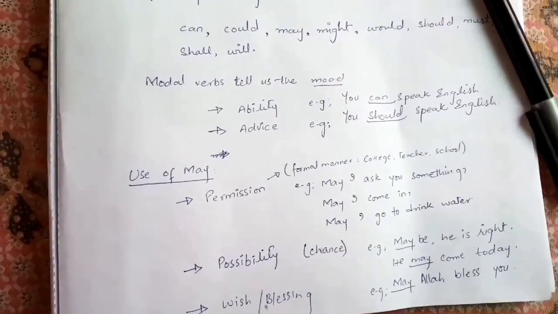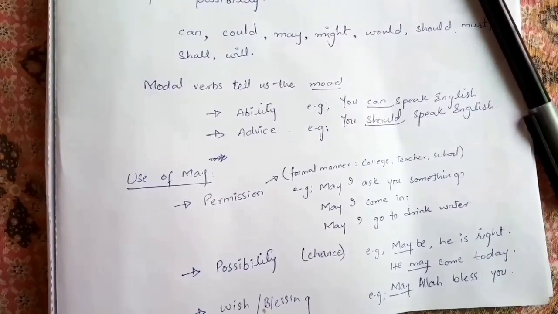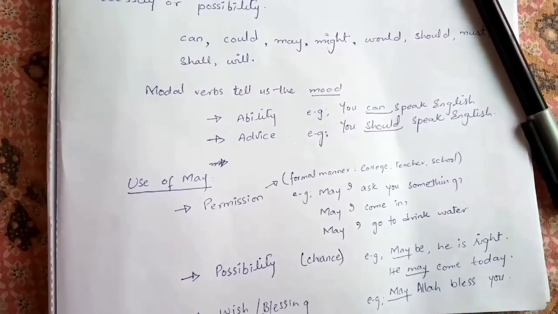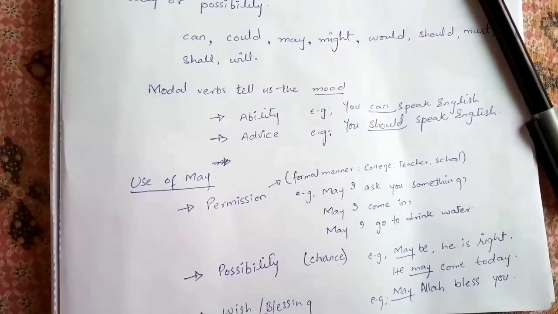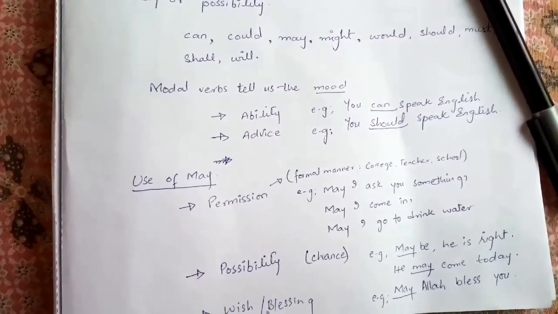Similarly, if I say, maybe he's right, or he may come today, these sentences show the possibility or the chance that maybe he is right or maybe he is wrong.